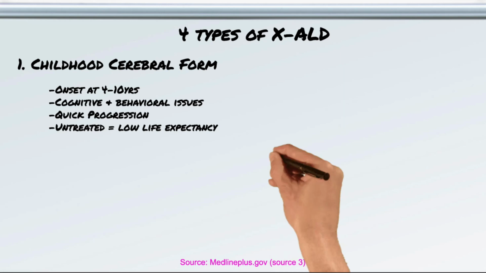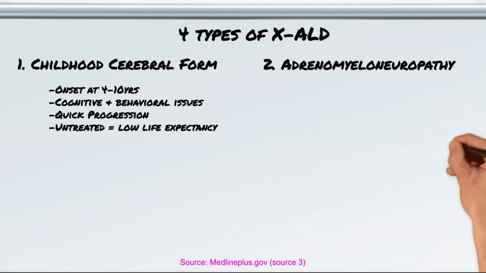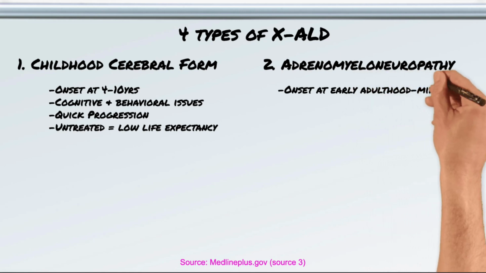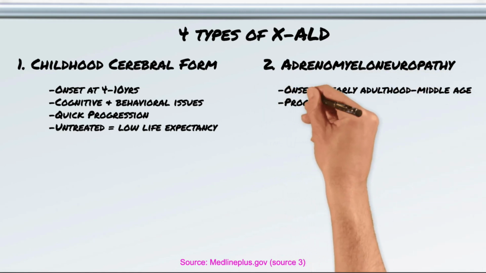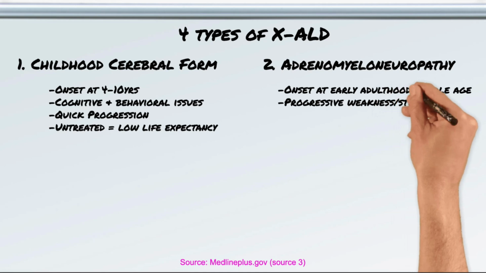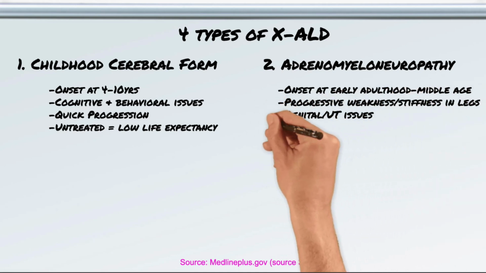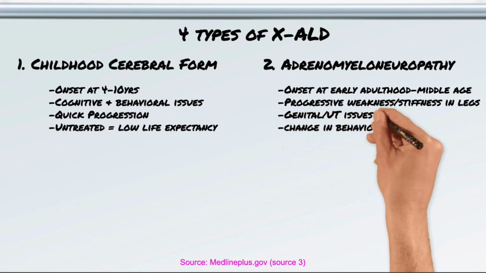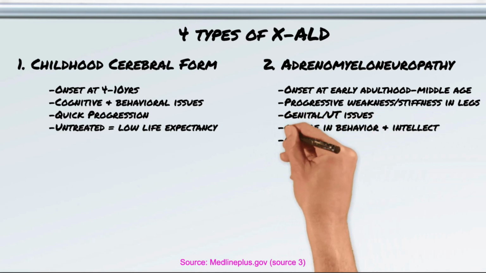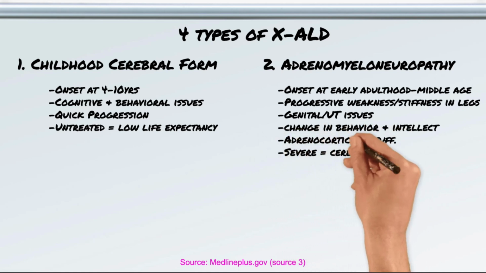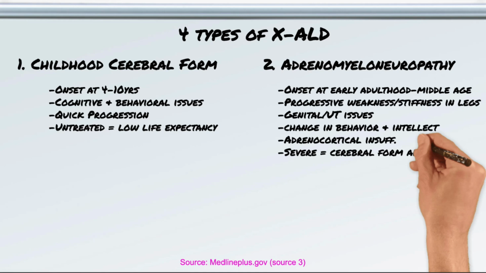The second type is called adrenomyeloneuropathy. This first presents between early adulthood and middle age, so a little bit later in life. It shows up as progressive stiffness and weakness in legs, urinary genital tract disorders, changes in behavior and intellectual function, adrenocortical insufficiency, with some severe cases also developing the cerebral form in addition.